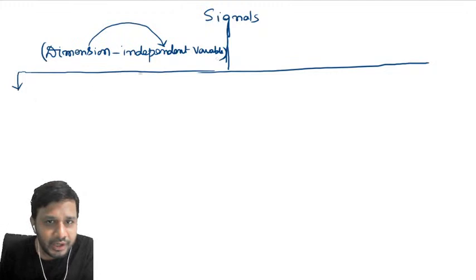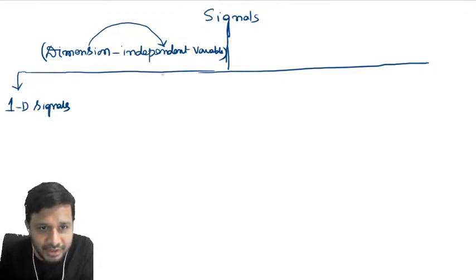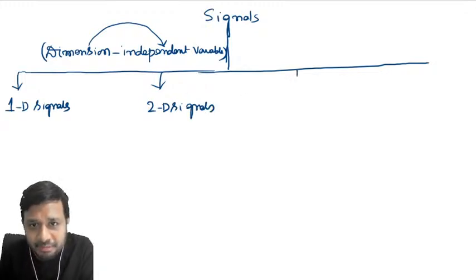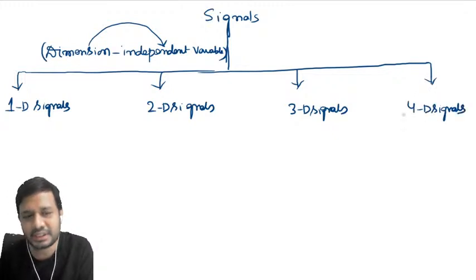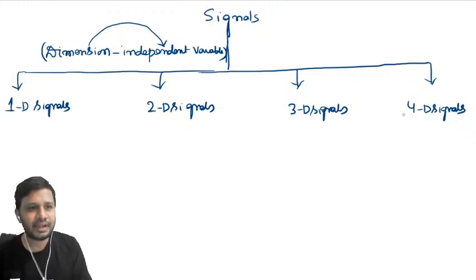Now, how are we going to classify? Based on dimension. So I am going to classify some as one-dimensional signals, because these are classified based on dimension. Now I am going to classify them as two-dimensional signals, as three-dimensional signals, and as four-dimensional signals. Yes, you can classify based on dimension. Now let's see an example for each case.